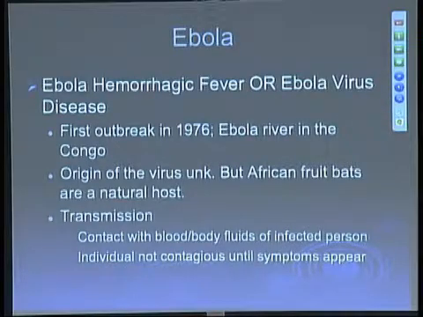Ebola is called Ebola hemorrhagic fever or Ebola virus disease. First outbreak, 1976 in the Congo, near the Ebola River. It isn't going away. The exact origin is unknown, but fruit bats are a natural host. It's contagious to humans, monkeys, all sorts of things. And in many countries that I've been in, people eat fruit bats.